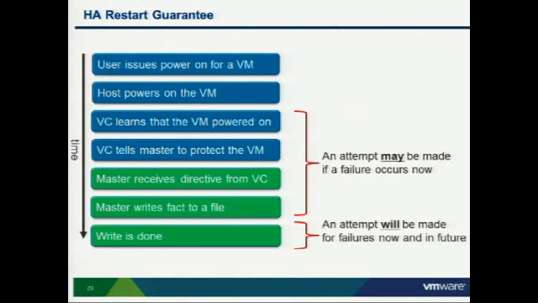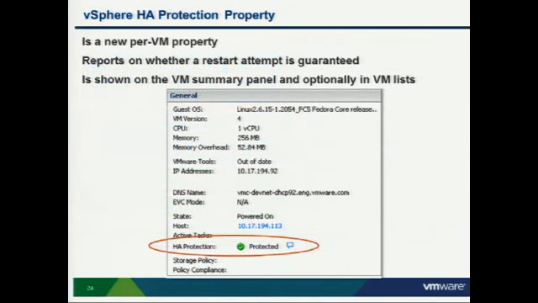As you'll notice from this workflow, this protection process is asynchronous with respect to the power on process. And because of that, we've introduced a per-VM protection property. This property basically tells you whether or not a VM is protected. This is reported in the summary panel in the UI for the VM and also optionally in the VM list views for VMs.